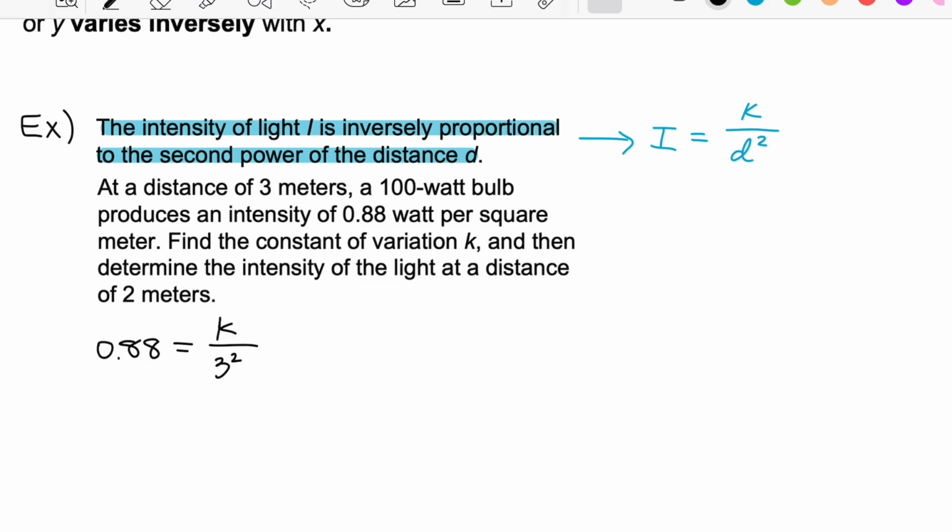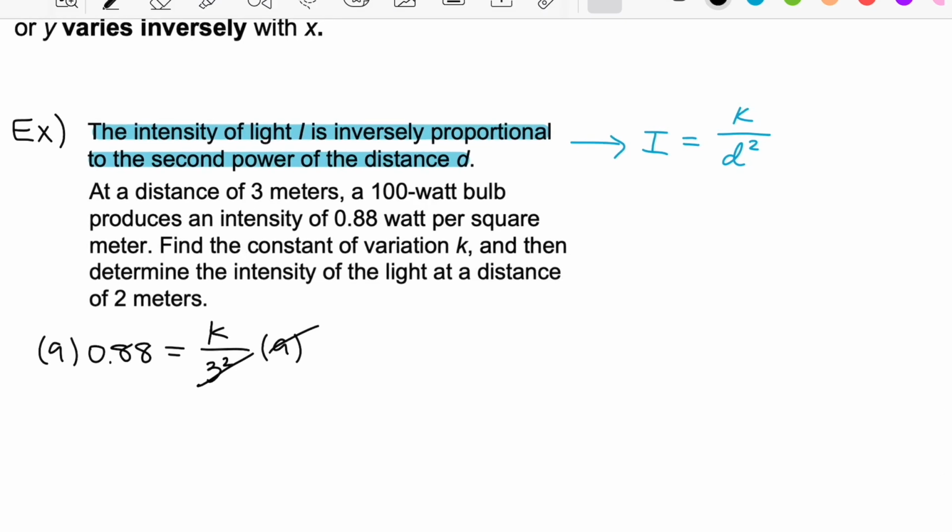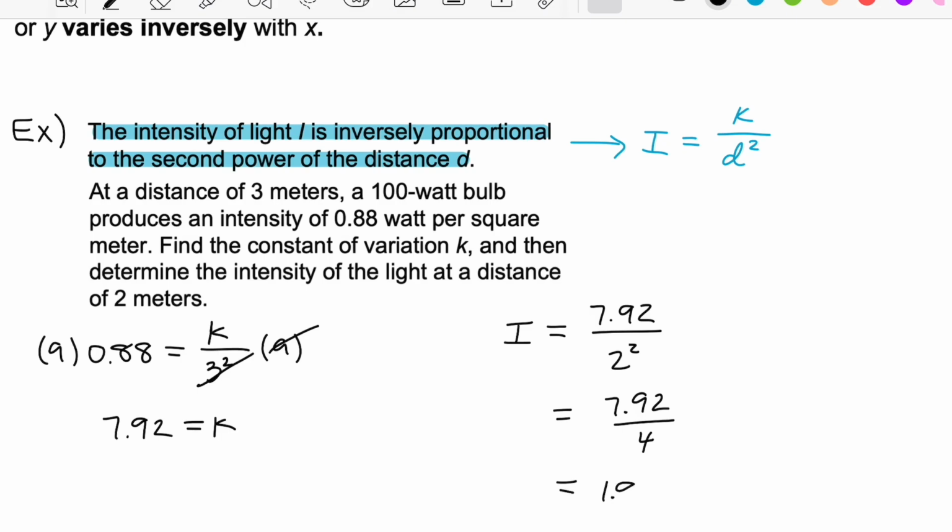What we want to do is find this constant of variation k. We'll do that by multiplying by 9 on both sides, because 3 squared is equal to 9. So these will cancel. 0.88 times 9 is 7.92, and that's what k is equal to. Now with this constant of variation k, we can find the intensity of the same light at a different distance, which is going to be 2 meters. So we get 7.92 divided by 4, which will be equal to 1.98 watts per square meter.